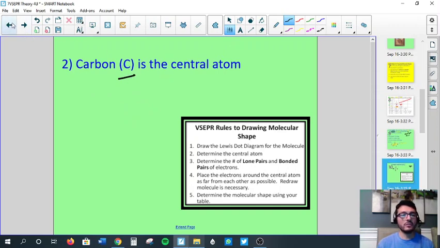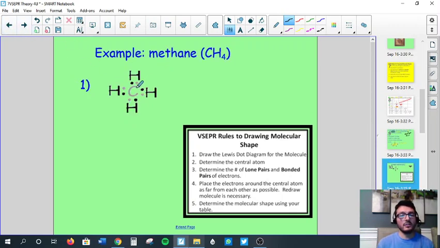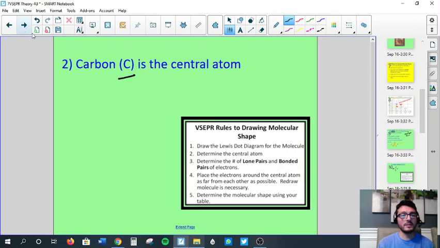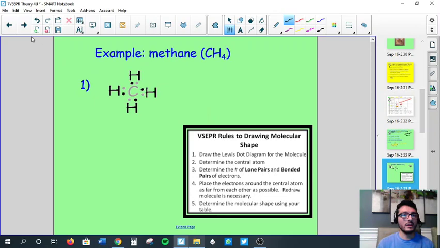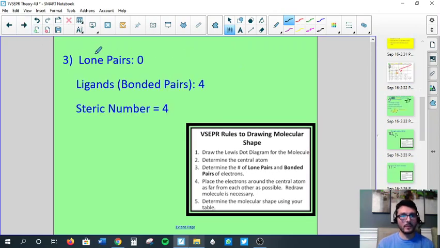But once you've drawn the Lewis structure, you can pretty much determine what the central atom is. There might be some examples where there could be 2 central atoms, and we'll get to those. You'll ask those questions, and we'll figure it out then. But usually it's pretty easy to figure out. It's usually the one that is surrounded by other peripheral atoms. And if you see carbon, it's usually carbon.